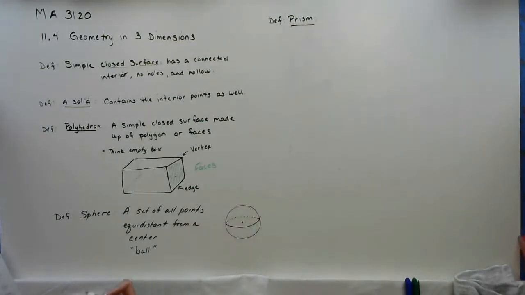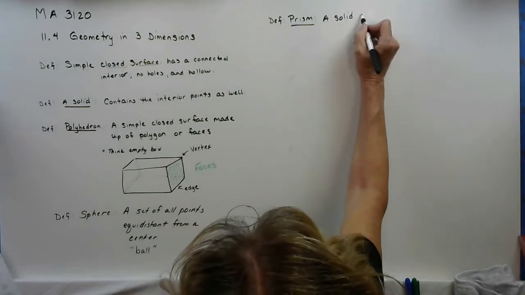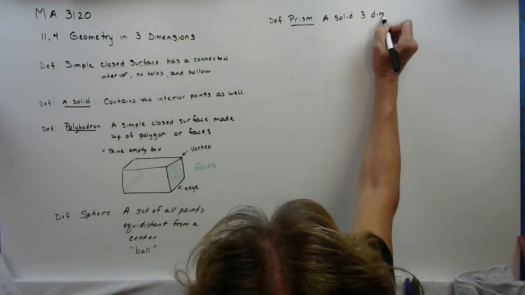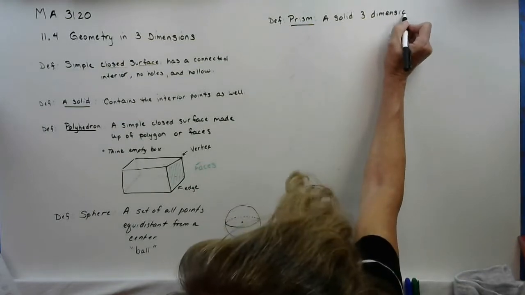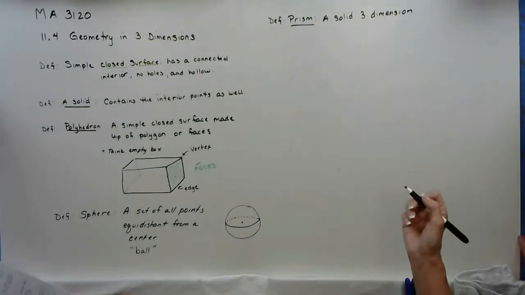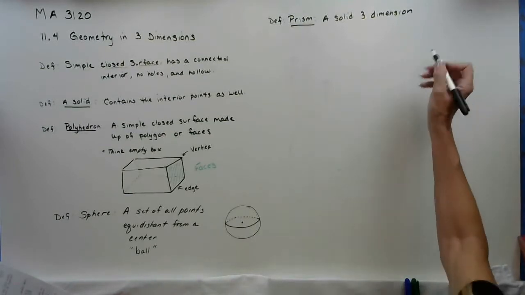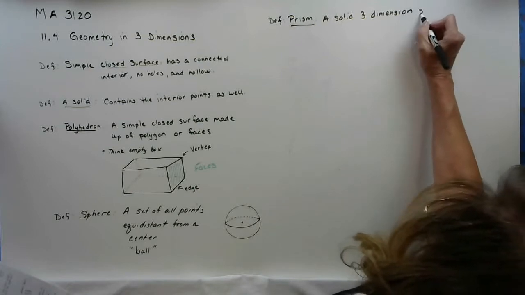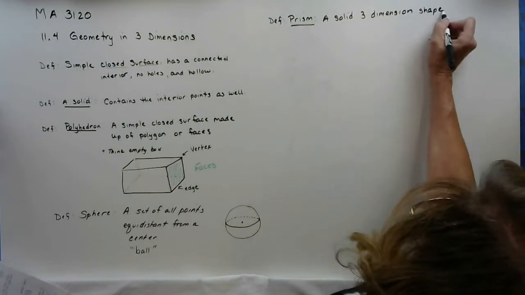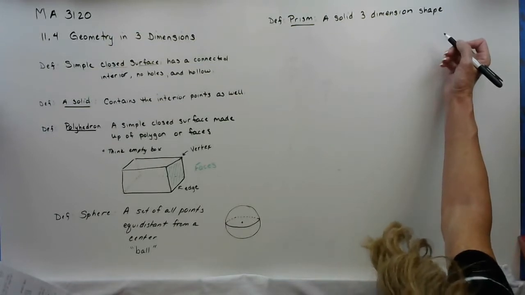Okay, so a prism is a solid. It's a solid, three-dimensional shape, whose cross-section, if you take a bunch of slices, you're going to get the exact same shape.